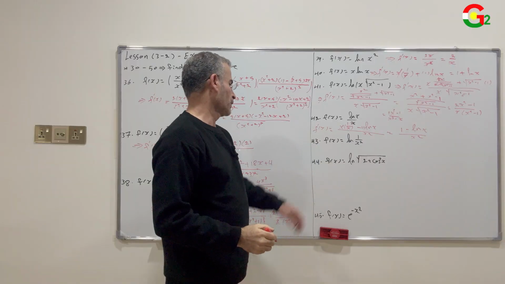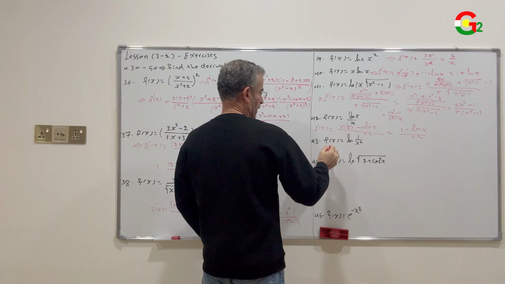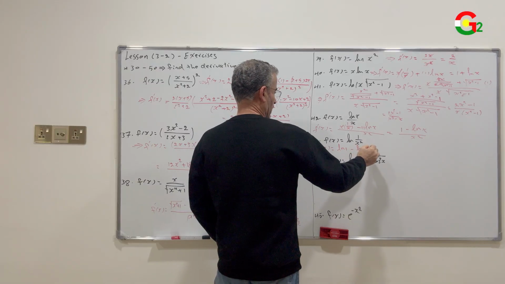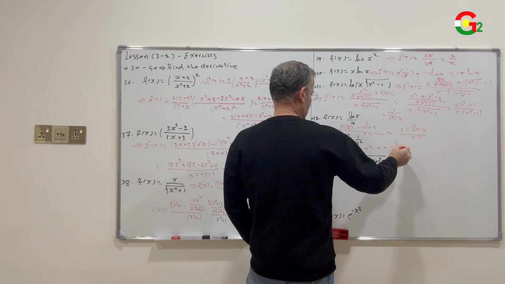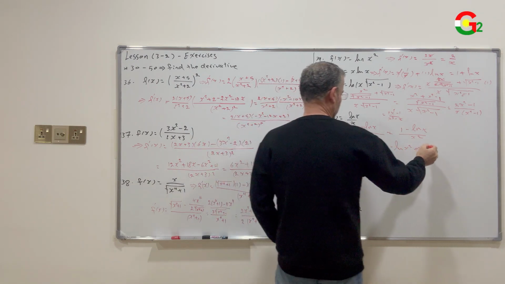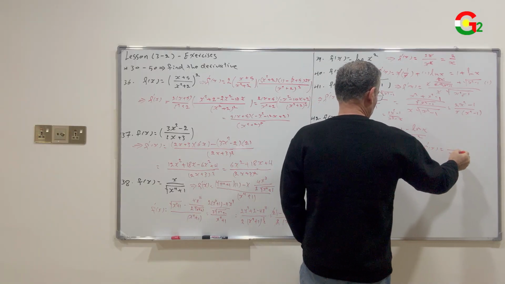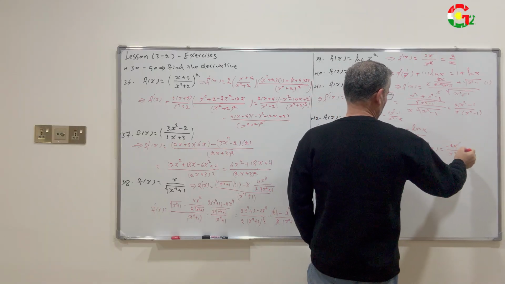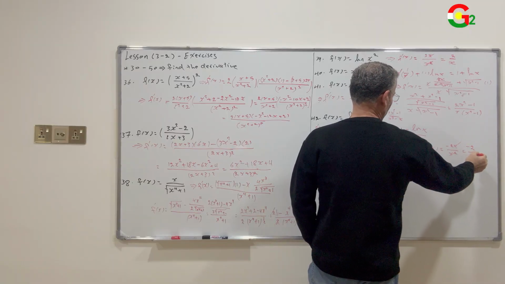Question number 43. Apply the rule of ln 1 over x squared, equals ln 1 minus ln x squared, equals ln 1 is 0 minus ln x to the power 2. Then the derivative f prime of x equals x to the power 2 in the denominator, negative 2x in the numerator, reduce x with x to the power 2, then the final answer is negative 2 over x.